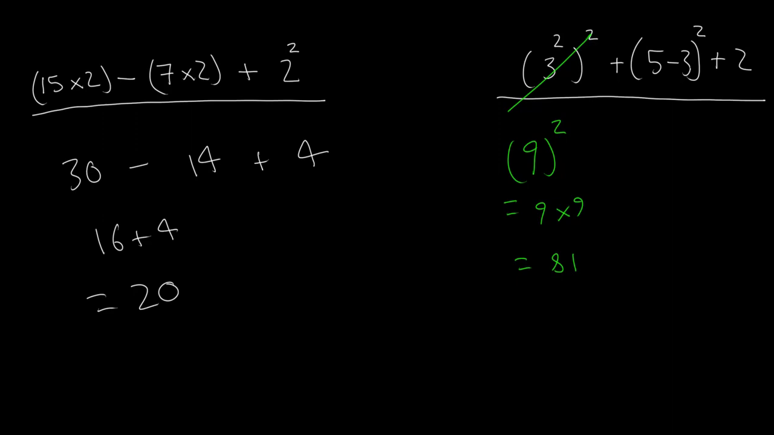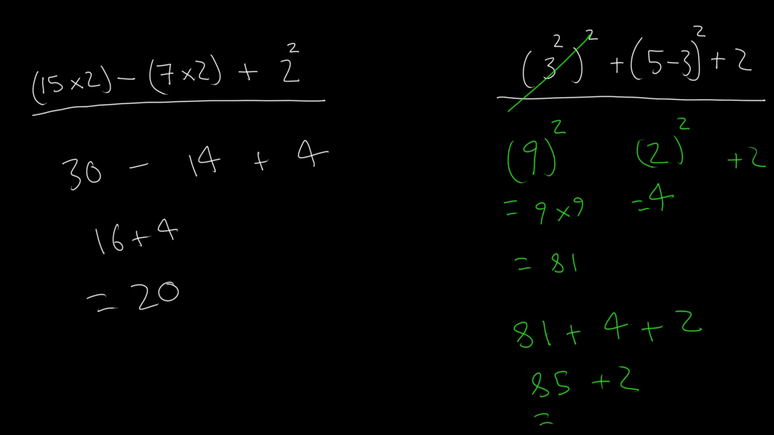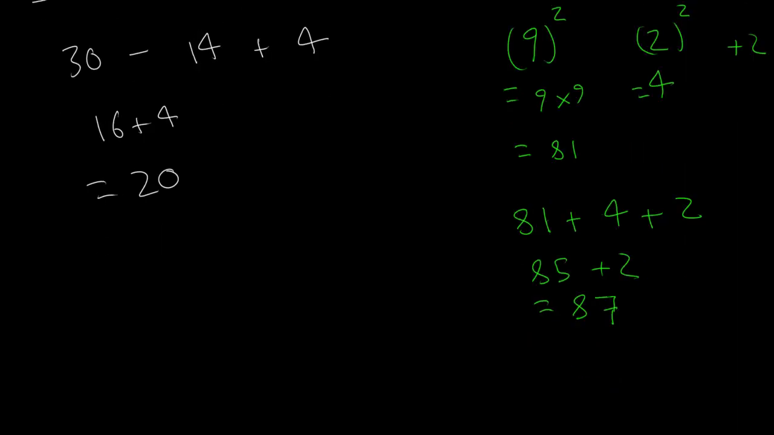Next bracket, we have 5 minus 3 all to the power of 2. So again, we deal with the inside of the bracket first, which is 5 minus 3, which is 2. And we're going to be left with a power of 2. 2 to the power of 2 is 2 times 2 is 4. We have 81 and 4, and we have plus 2. Let's put that all together. 81 plus 4 plus 2. That gives us 85 plus 2, 87. Done.